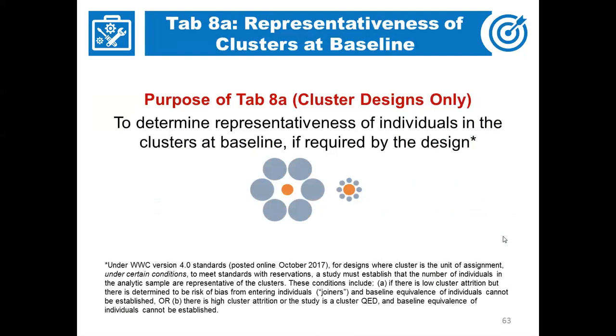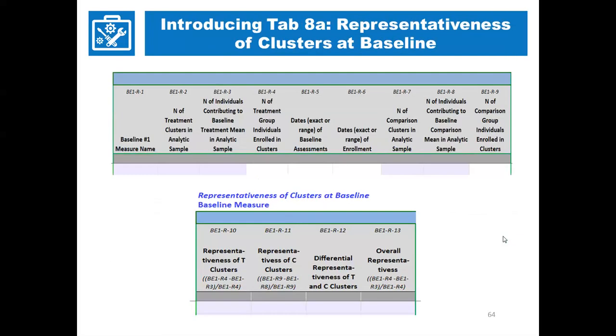Okay, then tab 8A is the last tab. Earlier we discussed that some cluster assignment studies must provide evidence of representativeness at post-test. There also are some cluster assignment studies that need to provide evidence of representativeness at baseline. So this tab, tab 8A, can be used to provide the necessary sample size information to calculate representativeness at pretest. The tab looks just like tab 6, only the information is reported about baseline sample sizes instead of at post-test.